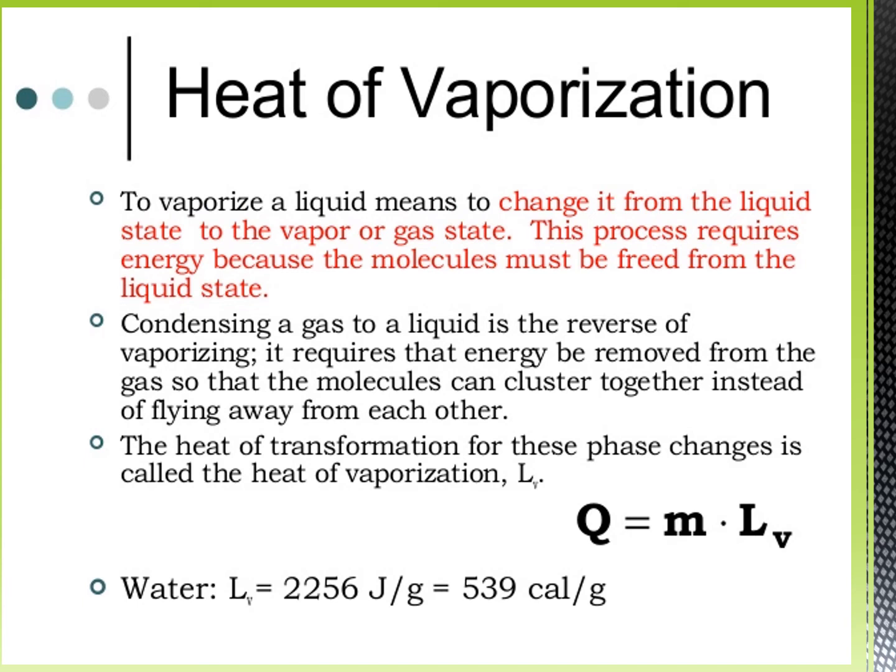Condensing a gas to a liquid is the reverse of vaporizing. It requires that energy be removed from the gas so that the molecules can cluster together instead of flying away from each other. The heat of transformation for these phase changes is called the heat of vaporization. To vaporize a liquid means to change it from the liquid state to a vapor state.